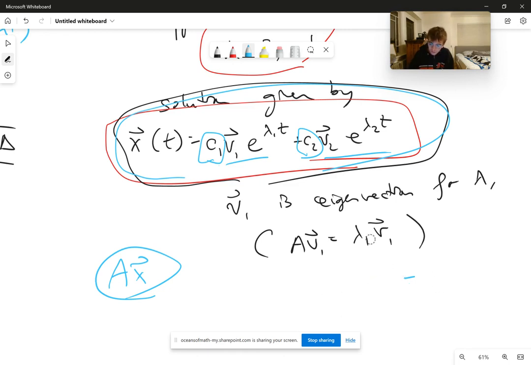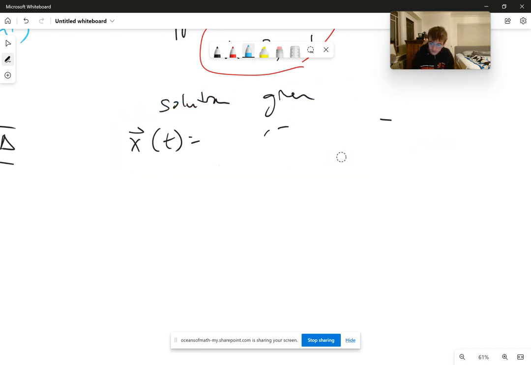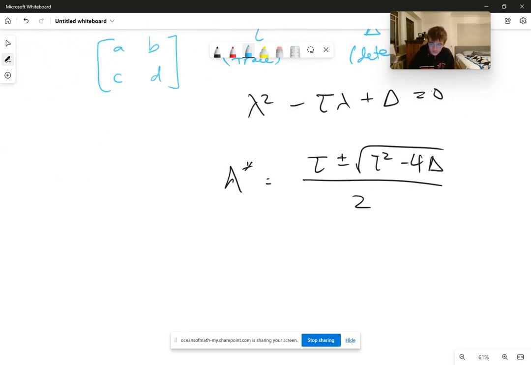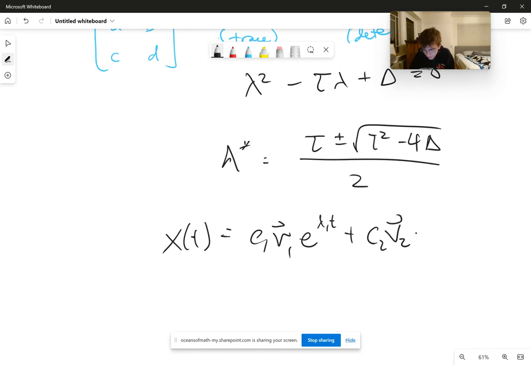Okay, so the point is that once I know what the solutions of these linear systems look like, and actually I probably shouldn't have erased all that. That's fine, I can rewrite it. Once I know what the solutions look like, in fact, if x of t is c1 v1 e to the lambda 1 t plus c2 v2 e to the lambda 2 t.